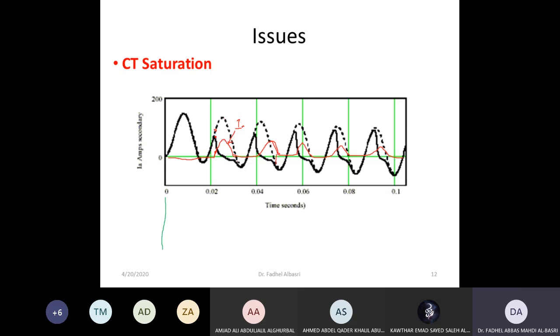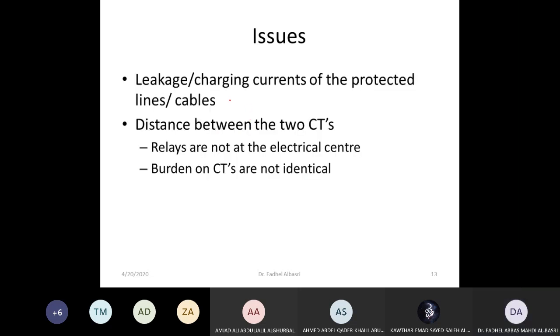Because of this, the relay might trip because there is a differential current. It's not because I have a fault inside between the two CTs. That's because one of the CTs gets saturated. Now, how do you overcome this problem? And sometimes, in the case of a transmission line, as you know from power system 1, the primary currents are not equal because of the shunt capacitances in the transmission line.